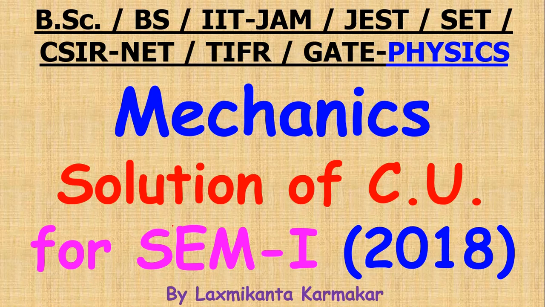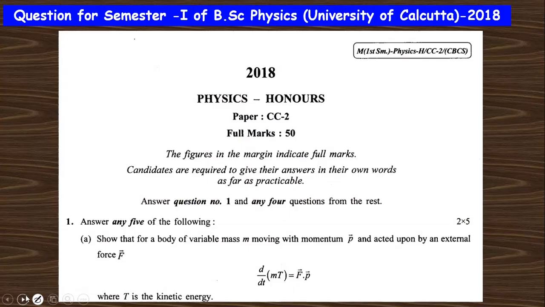So let's start with the CC2 paper of Calcutta University of semester 1 for physics honors. This is the part of mechanics. Okay, so look at the question at a glance. That is the 2018 question CC2, full marks was 15. You need to solve question number 1 of the 5 questions and any other from the rest. Okay, so do it yourself at first, after that you can watch this video.